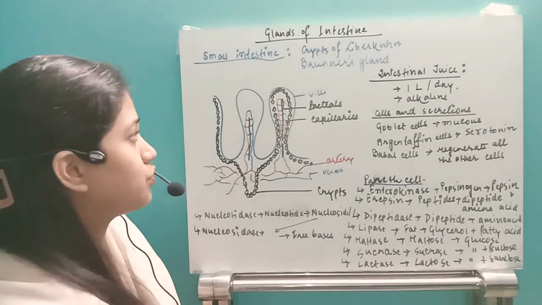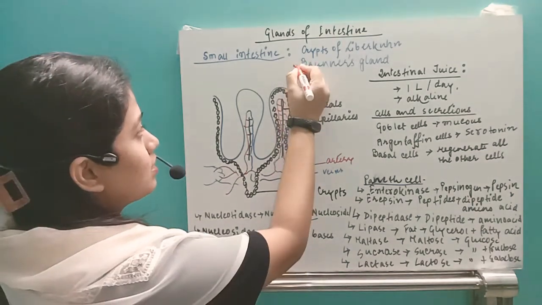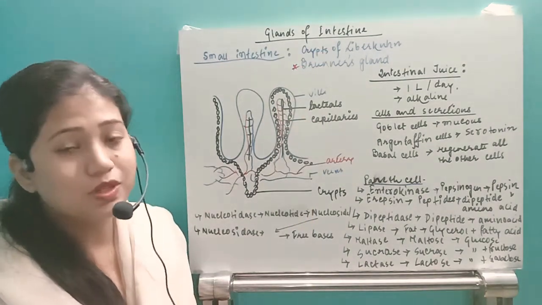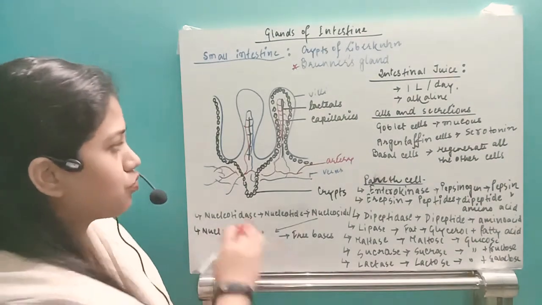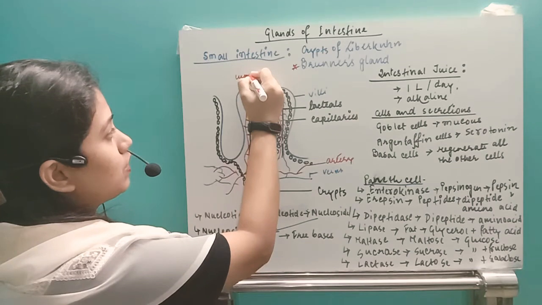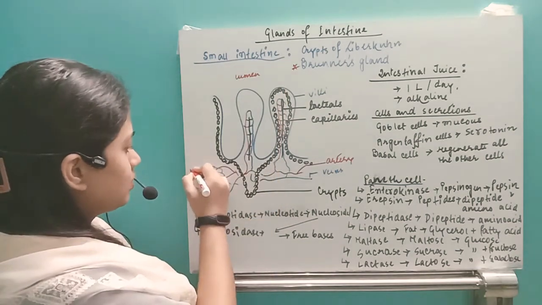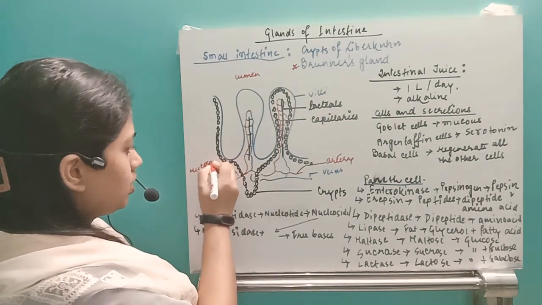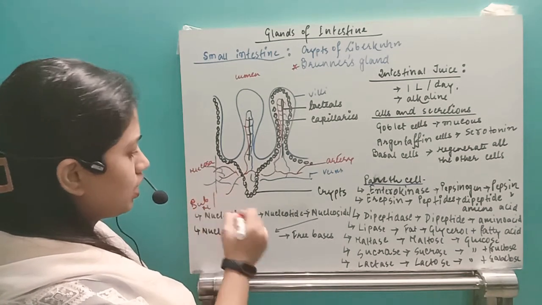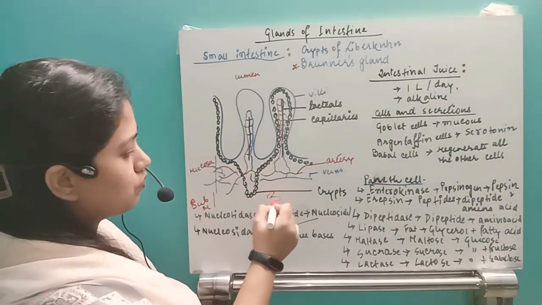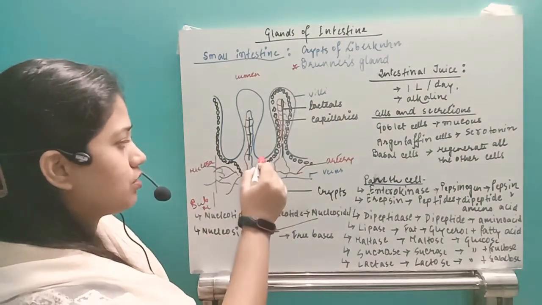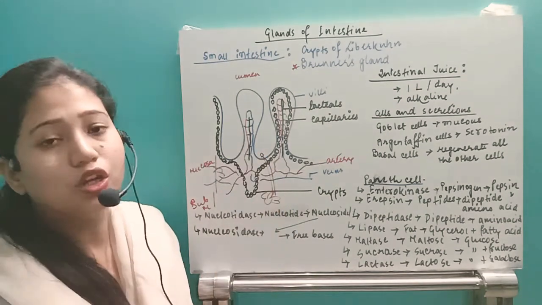Now, the second one is the Brunner's gland. Just remember this Brunner's gland is important, and last day also I told you that the Brunner's gland is the gland present in the region of the duodenum, which is present in the submucosa. Suppose this is the mucosa region, here we have the lumen, and just beneath the mucosa we are going to have the submucosa. In the submucosa region we are going to have the Brunner's gland, and the Brunner's gland will secrete a secretion directly into the lumen.